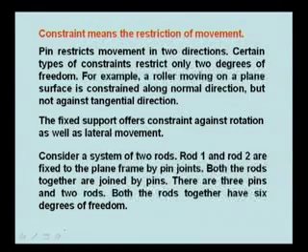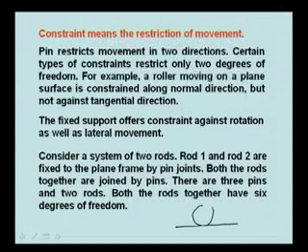Now, constraint means the restriction of movement. A pin restricts movement in 2 directions. Certain types of constraints restrict only 1 degree of freedom. For example, a roller moving on a plane surface is constrained along the normal direction, but not against the tangential direction.